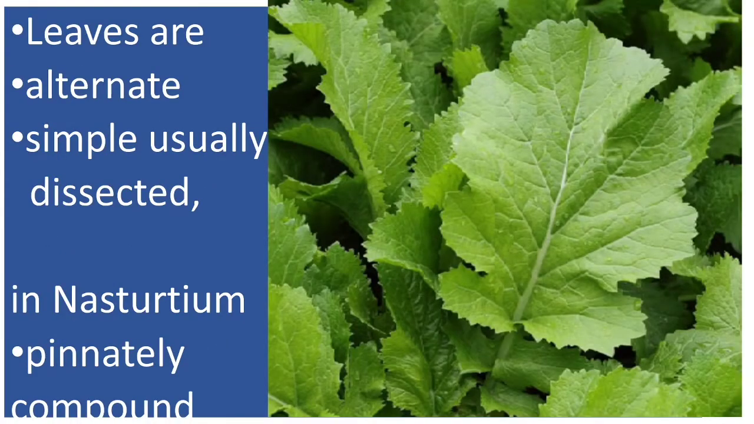Leaves are mostly alternate, usually simple, and these are dissected, looking as if they are compound leaves. But these are not compound, simple and deeply dissected. In nasturtium, the leaf is pinnately compound.